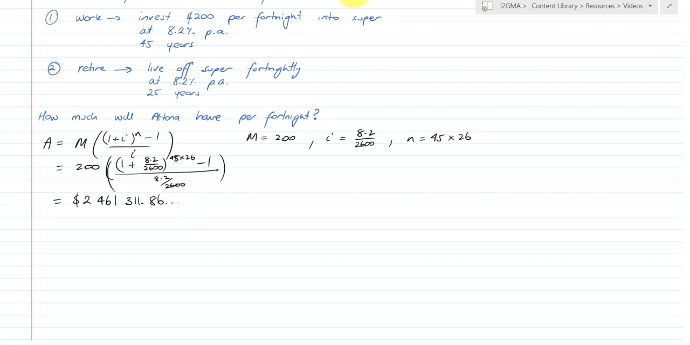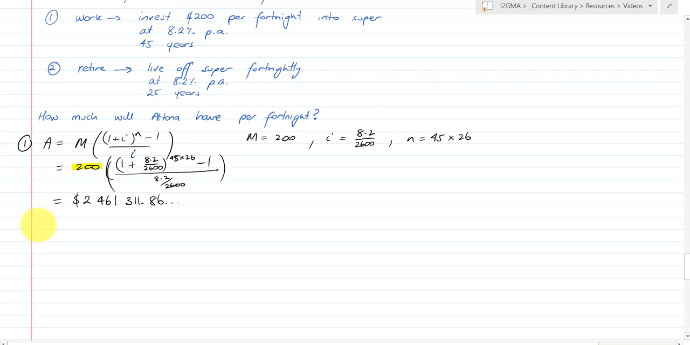And this is a pretty low value for super, but we need to keep in mind that the 45-year working span is often interrupted by different things. So Altona may start working late. She might have time off. She might have children, et cetera. So there are a few things going on. But anyway, we're going to treat that as the value.